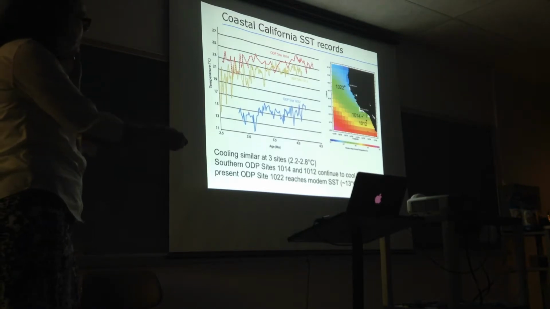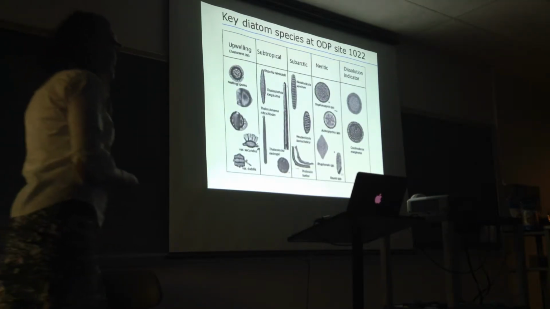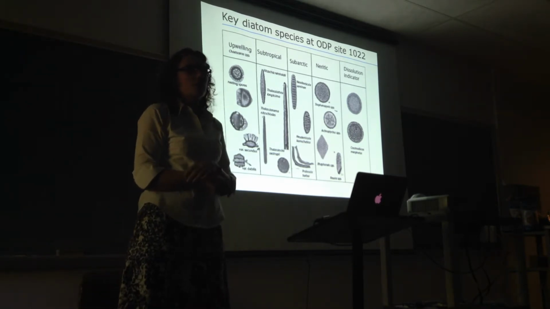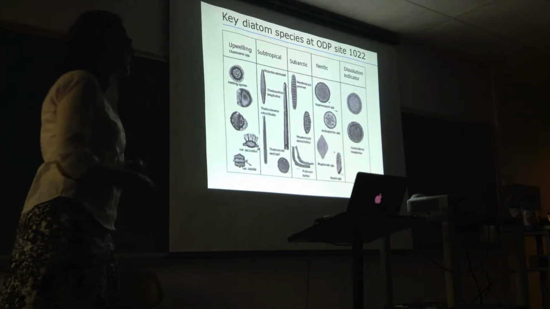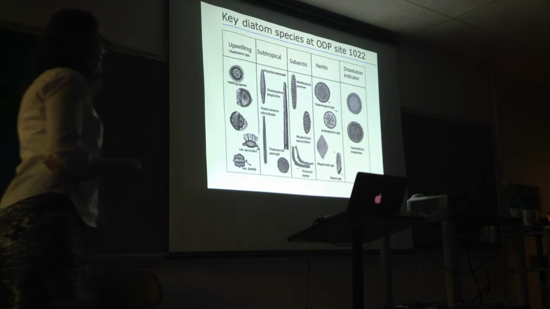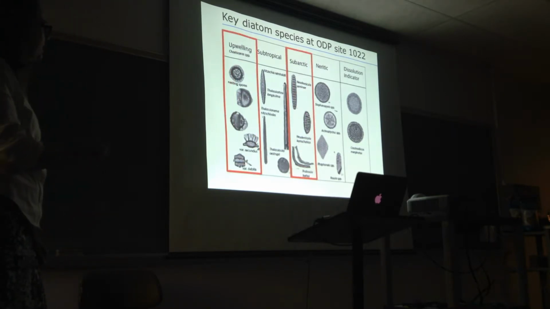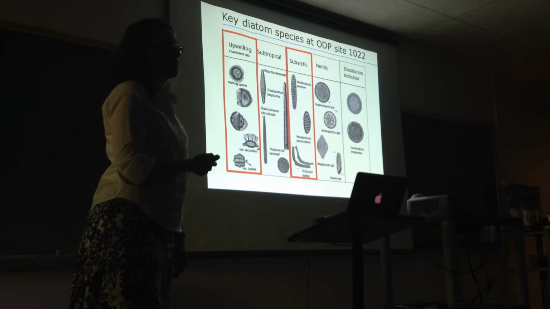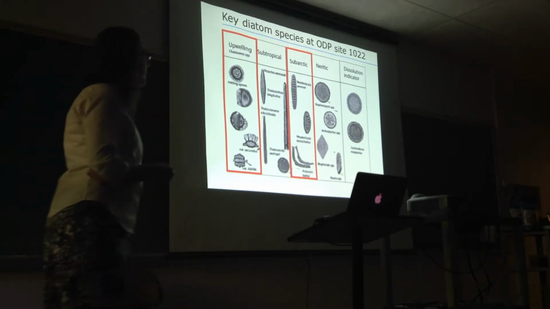I'm going to say that those temperature records were at site 1014, just south of Santa Barbara. And I'm going to show you some records from site 1022, which was a little further north. It also shows a cooling. This is the only site in the California margin that has good preservation of the diatoms. Diatoms have silica shells, and they're not always well preserved in the sediment. We looked at a couple of indicator species, which are indicators of upwelling. These are diatoms that really like a lot of nutrients, so they're only going to show up in environments where you have high upwelling.